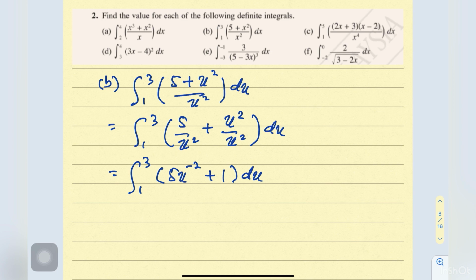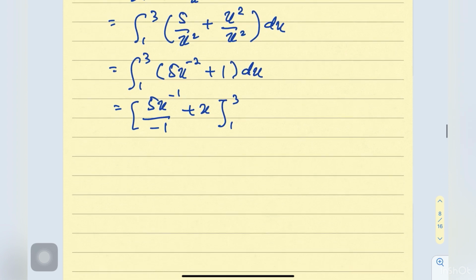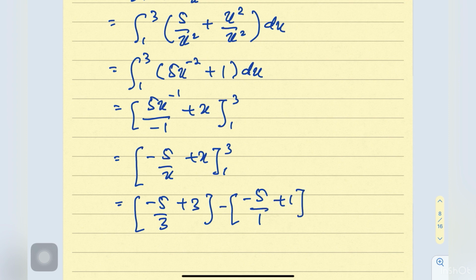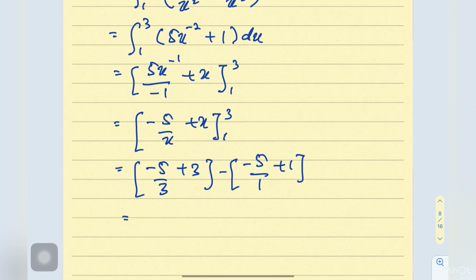Then we integrate one by one. So 5x to the power of negative 1 over negative 1, plus x. Then we substitute. Before that, we simplify: negative 5 over x plus x. Here, negative 5 over 3 plus 3, minus negative 5 over 1 plus 1. So then we solve, and it becomes 16 over 3.